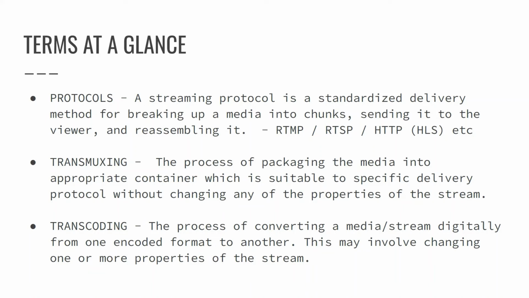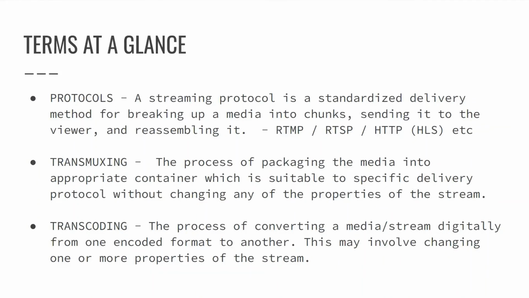Then we have transmuxing. Transmuxing is nothing but the process of packaging the media into appropriate containers, which is suitable for specific delivery protocols without changing any of the properties of the stream. So here, suppose you are sending in a stream and it is encoded in a specific codec, and we need to send the stream to two different types of clients which understand different kinds of protocols, but they are both able to understand the codec in which the video was encoded. So in this case, we do not need to change any of the stream properties. We simply need to repackage the stream in a way that both the clients can consume it. So that is where transmuxing comes into the picture.